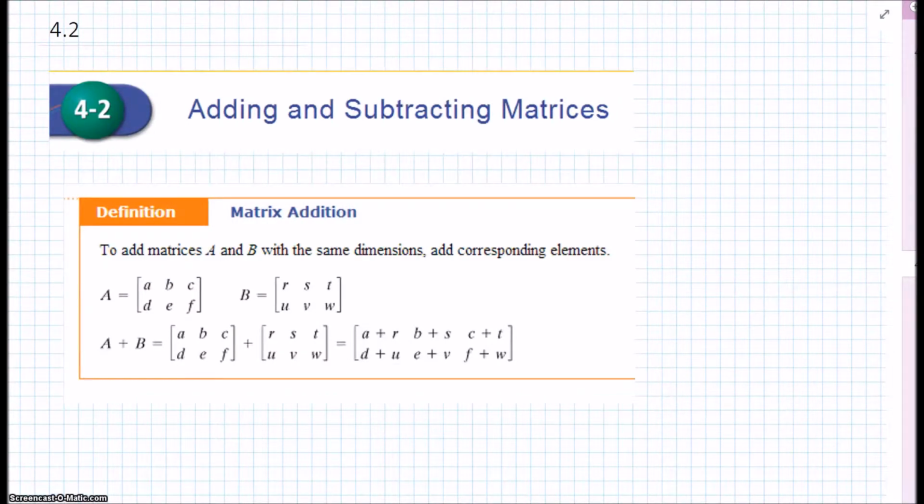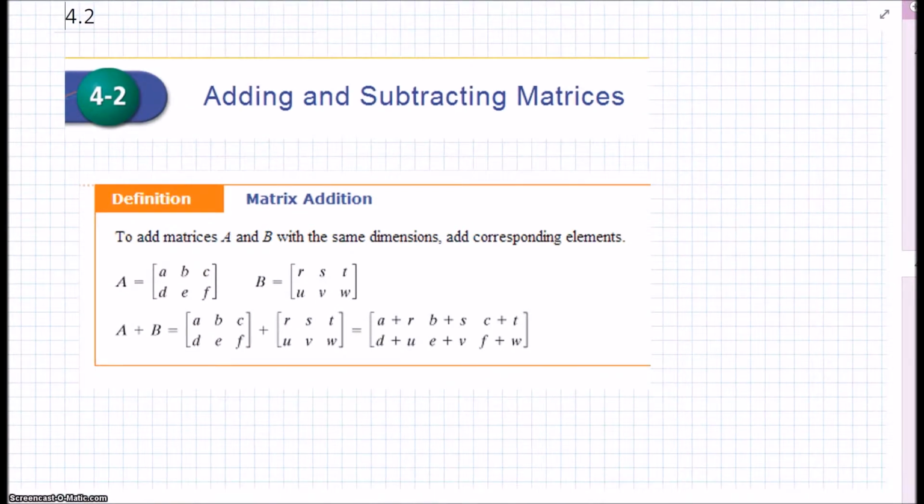All right, Algebra 2, Chapter 4, Section 2, adding and subtracting matrices. In this lesson we're going to learn how to do that. To add matrices A and B, they have to have the same dimensions. You just add corresponding elements.